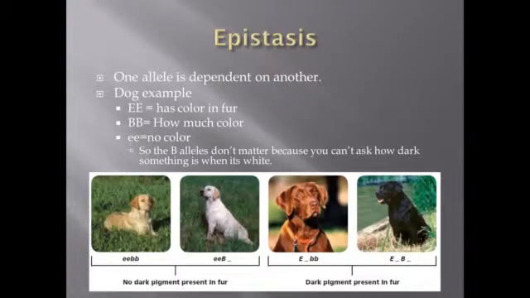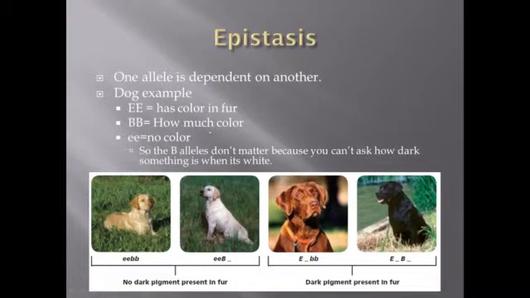The next type of inheritance is called epistasis. Epistasis is when one allele is dependent upon another. So here's an example. The E allele in dogs determines if you have color in your fur. These two guys here don't have the big E allele. This has small e, so their fur is white. So essentially, if you have one of the big E's, that means you will have color in your fur coat if you're a dog.